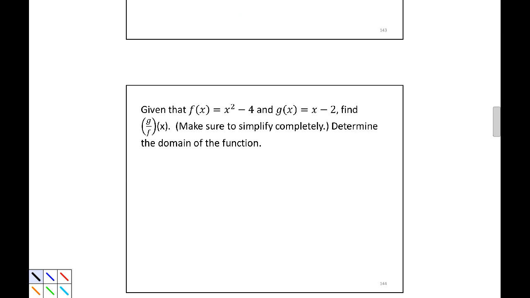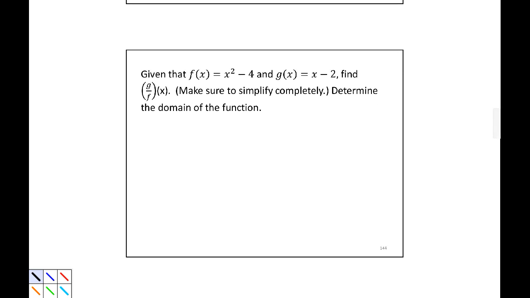In our next example, given that f of x equals x squared minus 4 and g of x equals x minus 2, find g divided by f of x. Make sure and simplify completely, and then determine the domain of the function. All right, so g divided by f of x is, let's see, g of x is x minus 2, f is x squared minus 4.